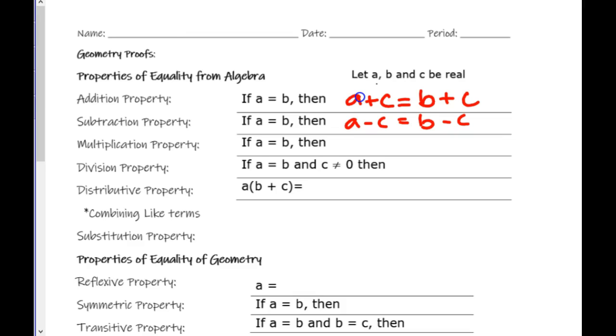Now, if we multiply on each side, that's called the multiplication property. Multiplying on each side, A times C equals B times C. AC equals BC. And what do you think about dividing?